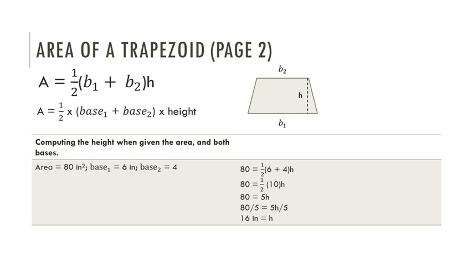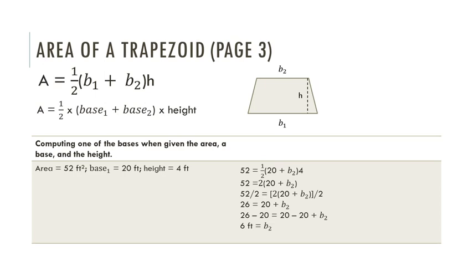Okay, now in this example, you're given the area, you're given the 2 bases. We have to solve for the height. Again, we're going to solve for what's inside the parentheses and then do the multiplication. Finally, we divide both sides by 5, giving us the measurement of the height.